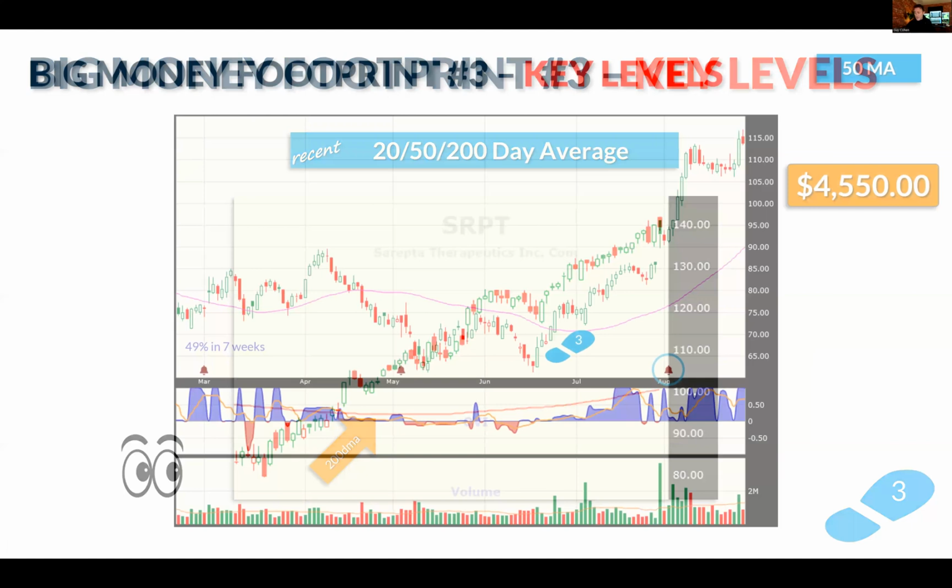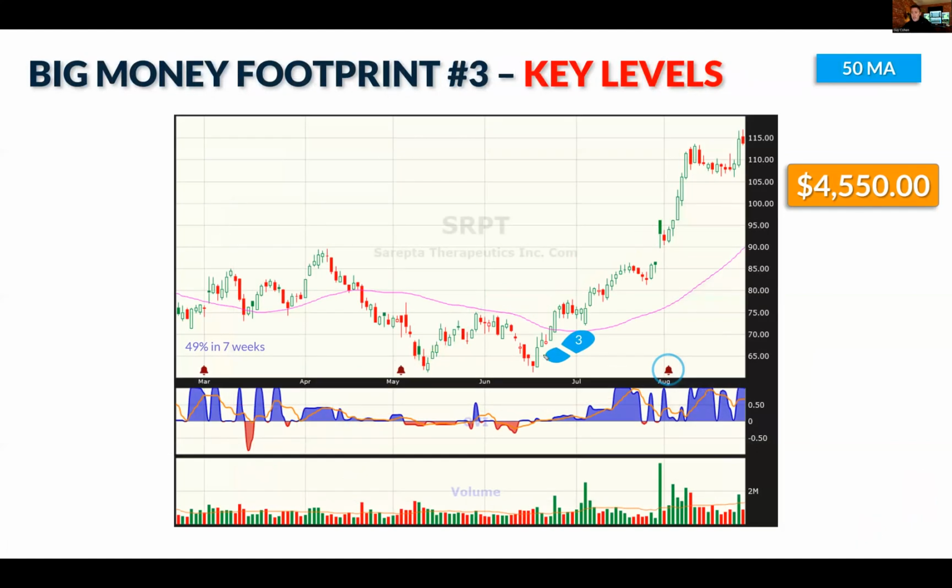So let's have a look at Sarepta as well. It crosses and holds its 50-day key level in this particular case. So, 50-day key level. By the way, I've highlighted earnings as well. Earnings is a key thing as well. Very important to understand that. But anyway, there you've done that. So you've got the third big money footprint there. And again, it's the starting gun of a big move.